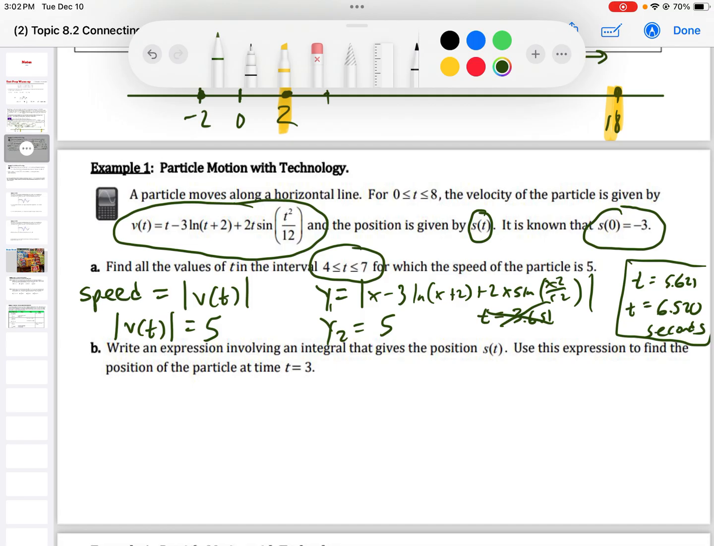All right, so that's done in the calculator. Okay, next one: write an expression involving an integral that gives the position s of t, and then use that expression to find the position of the particle at time t equals 3. All right, so this is your fundamental theorem of calculus.